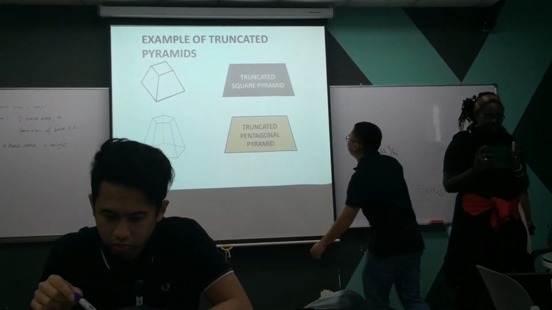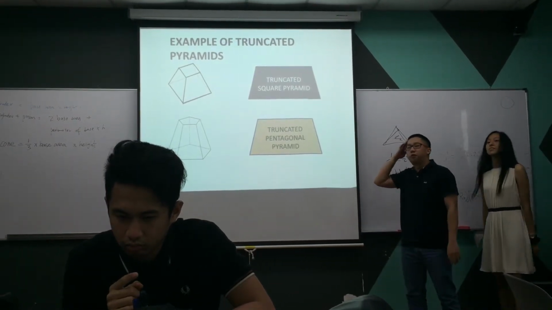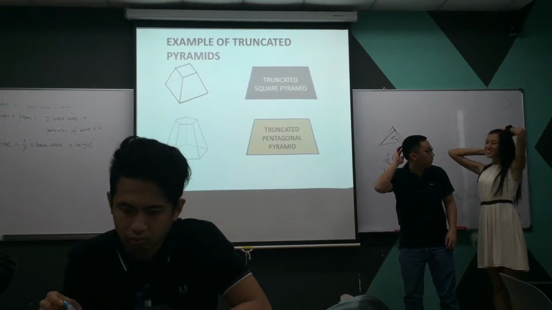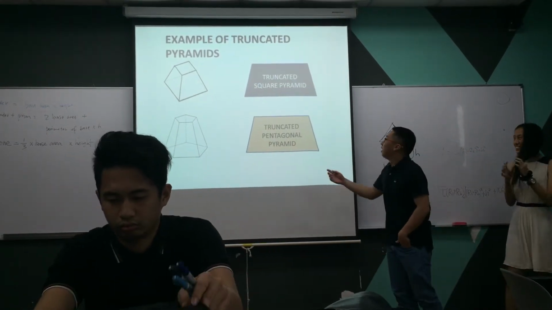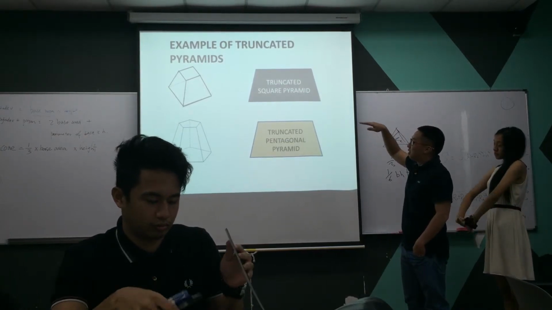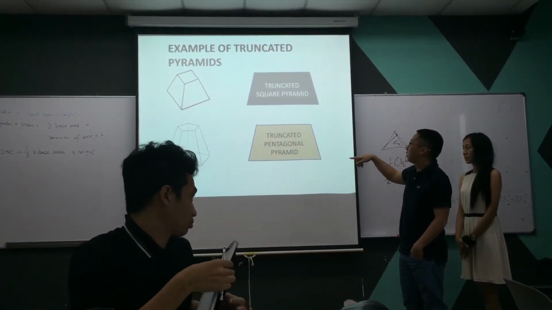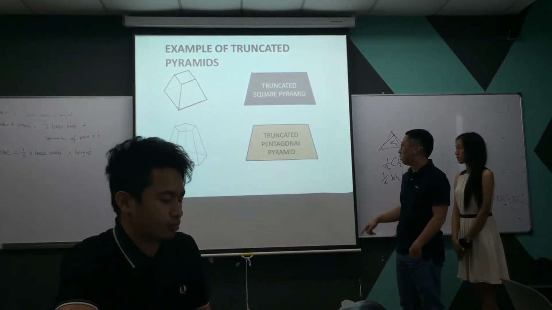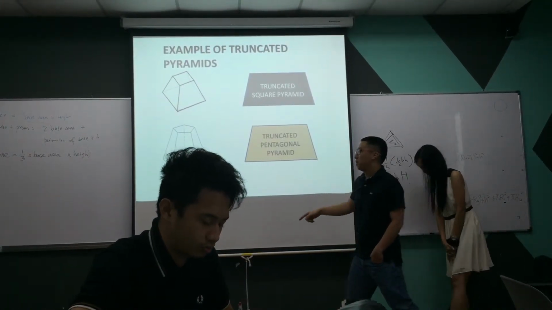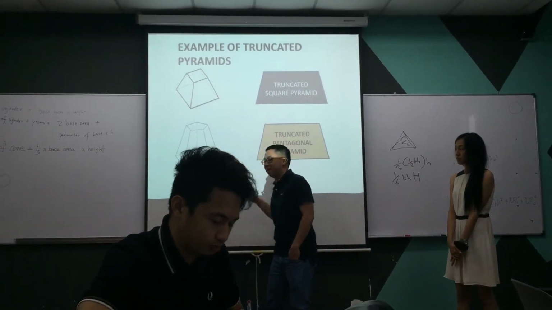So there are some examples of the frustum. As you can see, it's not hard to differentiate those two. The first one is the square pyramid, and the bottom one is the truncated pentagonal pyramid, which means the base is a pentagon.